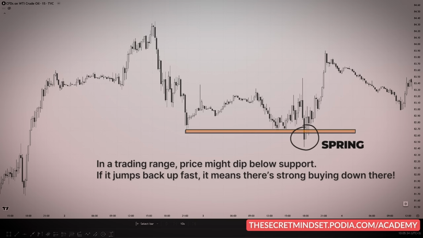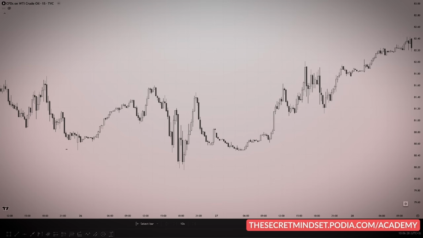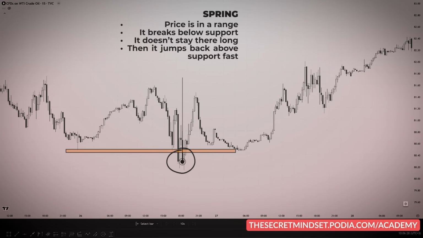If it jumps back up fast, that's a spring. It means there's strong buying down there. It often leads to a move up. Here's how to spot a spring. Price is in a range. It breaks below support. It doesn't stay there long. Then it jumps back above support fast.